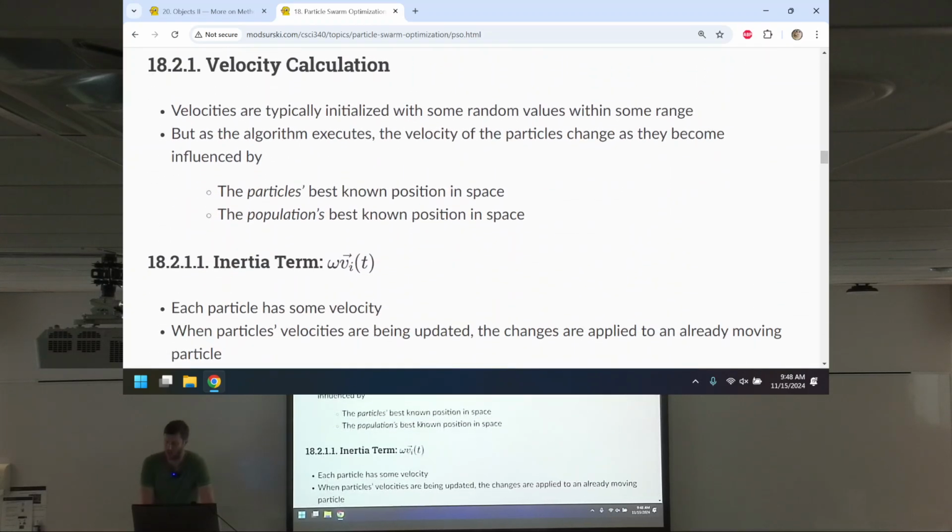Okay. The velocity calculation. Well, velocities are typically initiated with some random values. So the particle's position is going to start at some arbitrary location. And its initial values are going to be randomly determined, right? Probably within some defined range. You don't want the velocities to be like 1 billion, right? That's ridiculous. You want them to be some reasonable number given the domain of your search space.